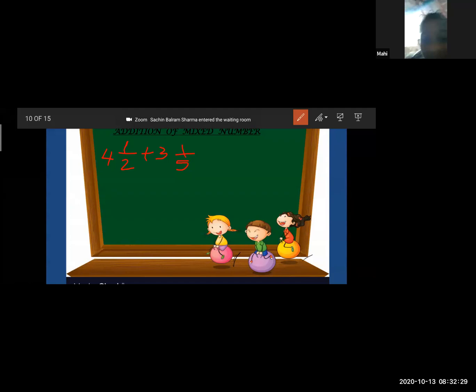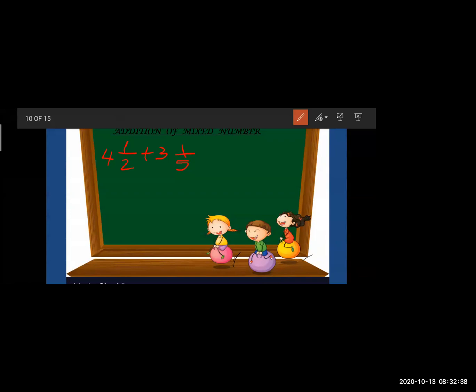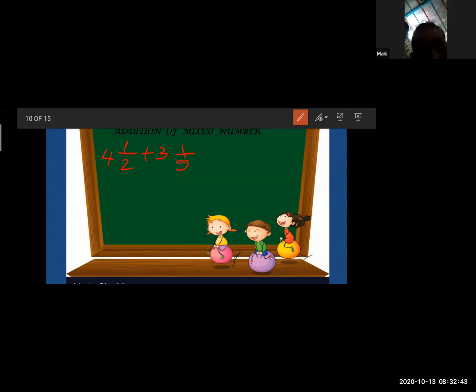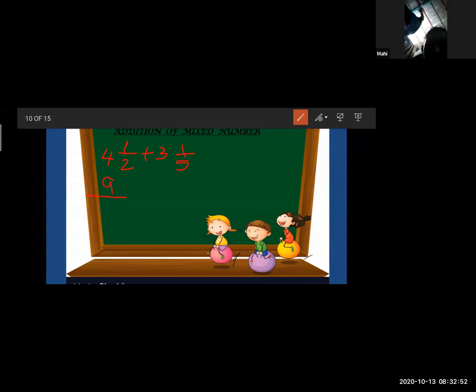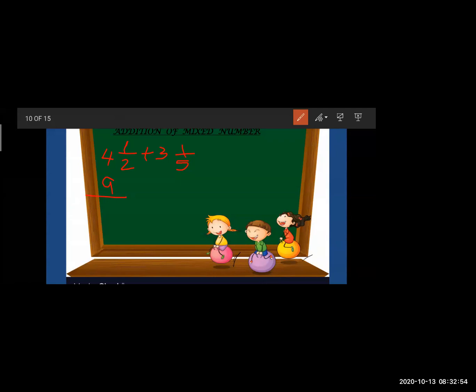Miss, first we will do 4 multiplied by 2 plus 1. Okay, what will be the answer, beta? 4 twos are 8, plus 1, 9. Yes, very good. So what we got? 9 upon 2. What will be the denominator? 2. Very good. 9/2. Next, what will be the answer for this? Next sum.